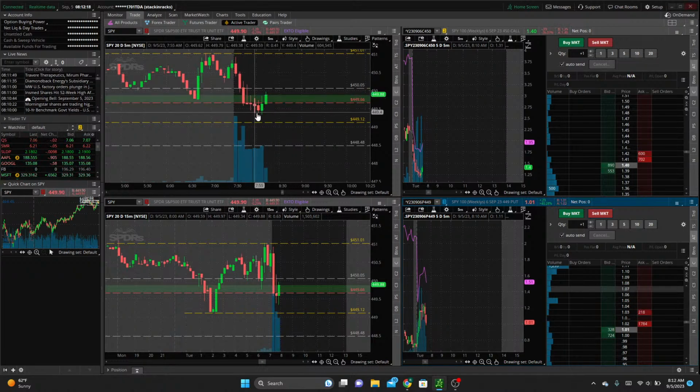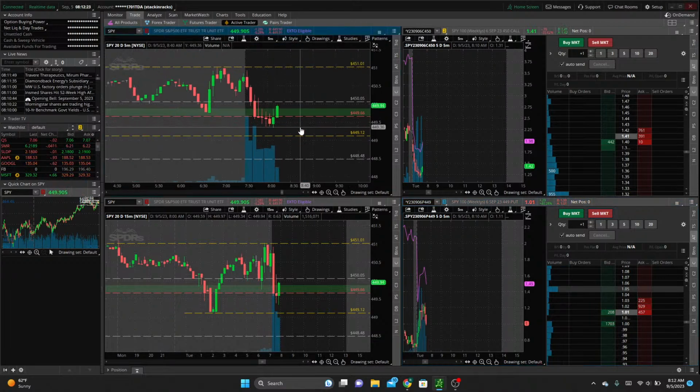I don't know. We broke below it. We retested the zone. That's some tricky price action.